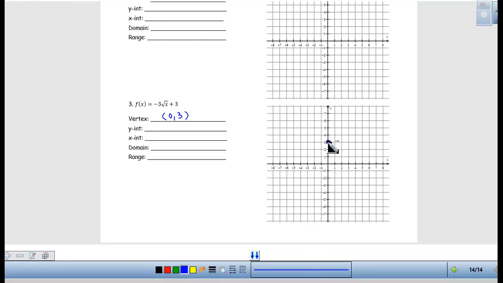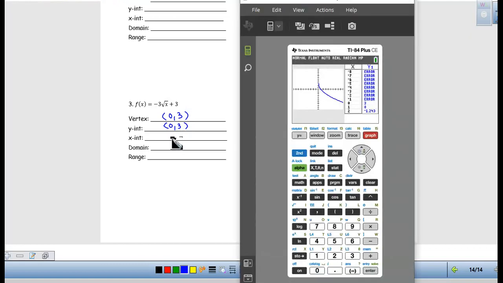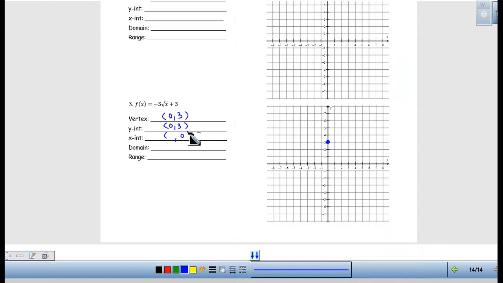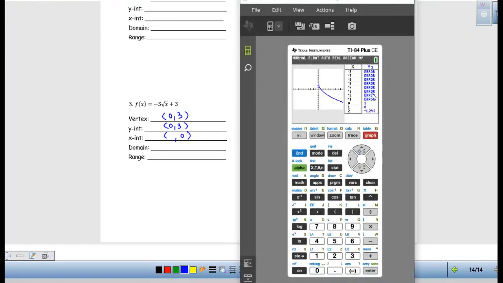Now, because I have graphed this vertex point on the y-axis, I know that that is also my y-intercept. Now, to find my x-intercept, I plug a 0 in for the y. If you look at your table of values, that means that your x-intercept is at 1, 0.